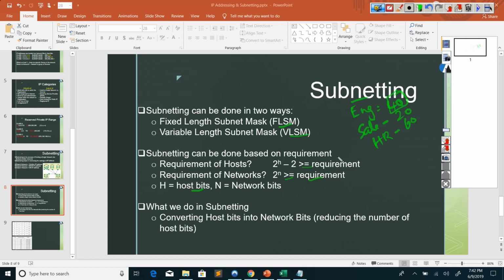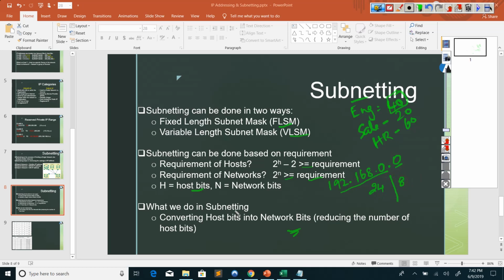Let me explain what subnetting is. If you take a class C, which starts from 192.168.0.0, these 3 octets make the network bits. How many bits are here? Every octet has 8 bits, so 8 plus 8 plus 8 is 24 bits, right? And the last octet is the host part. How many bits are there? Here 8 bits, correct?